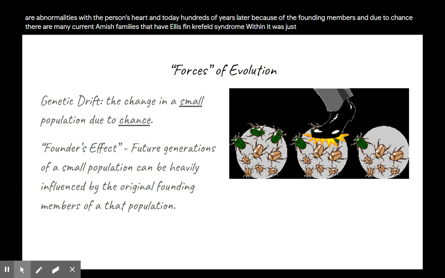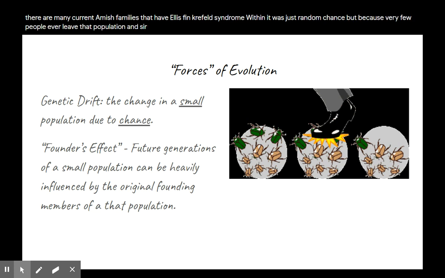It was just random chance, but because very few people ever leave that population, and certainly very few people ever enter that population as a small, fairly closed population, founder's effect has had a big impact.